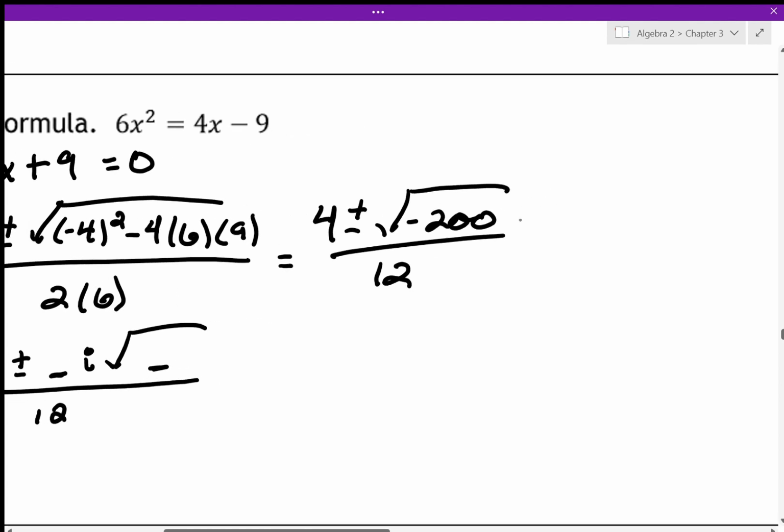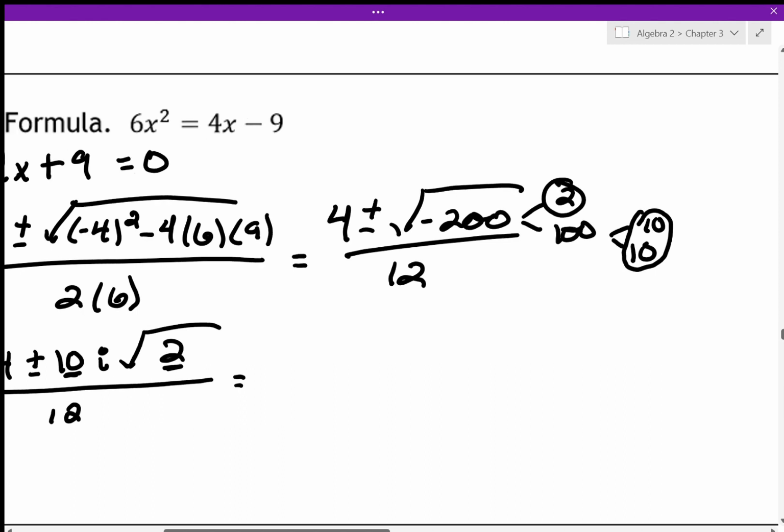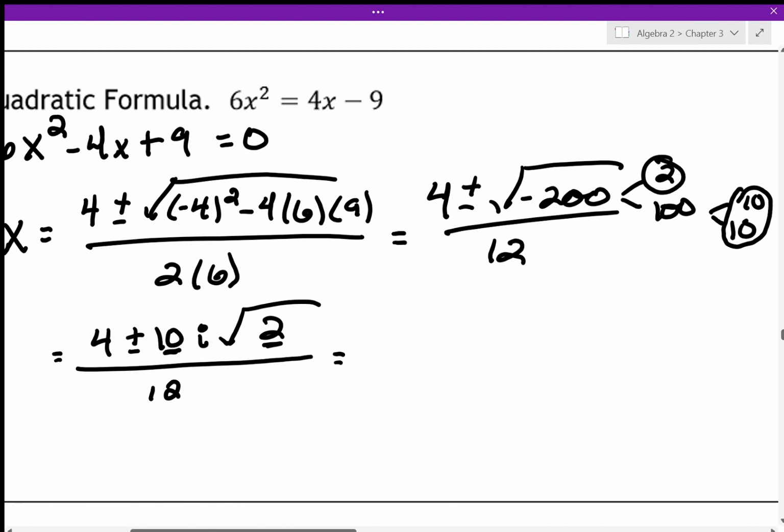The 200, we can break that apart to be 100 times 2. 100 is 10 and 10. And we could break those 10s apart, but I'm just going to circle them right now and say they go outside. And then the leftover 2 goes inside. Now, kind of like before, we've got a 4, a 10, and a 12. I think we did this a couple problems ago. We can reduce these all by 2.